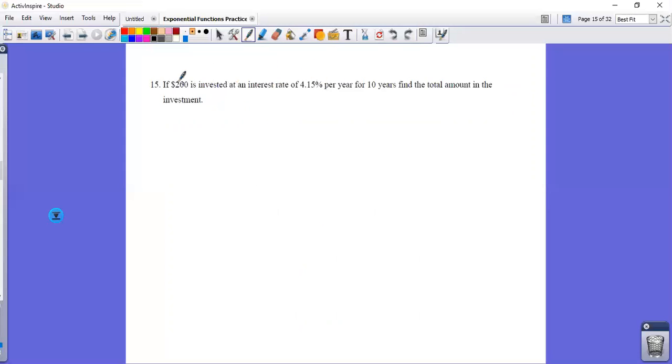$15, you're doing that money, interest rate 4.15% for 10 years. What's the total amount? So 200, 1 plus 0.0415. It doesn't matter how many numbers are after the decimal, just always move it twice, for 10 years.